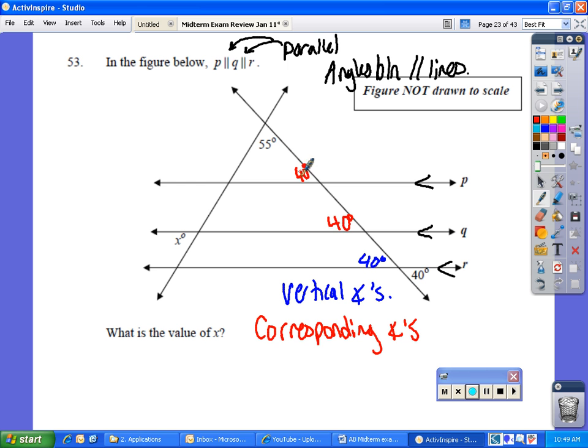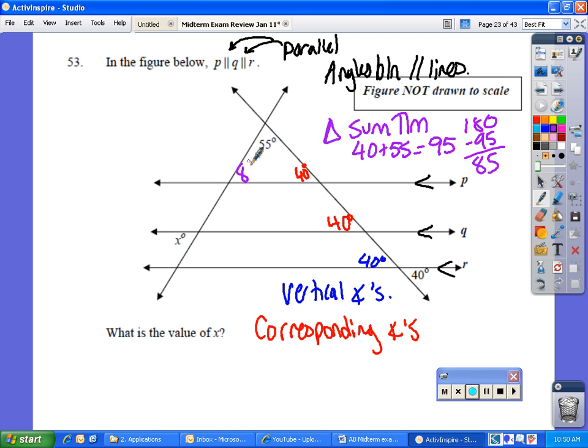All right, knowing that this is 40 and this is 55, I can now use something else. Specifically, I can use the triangle sum theorem to determine that these have to add up to 180 degrees. So 40 plus 55 is actually equal to 95, which makes this angle 180 minus 95, that other angle 85 degrees. So this one right here is 85 degrees.